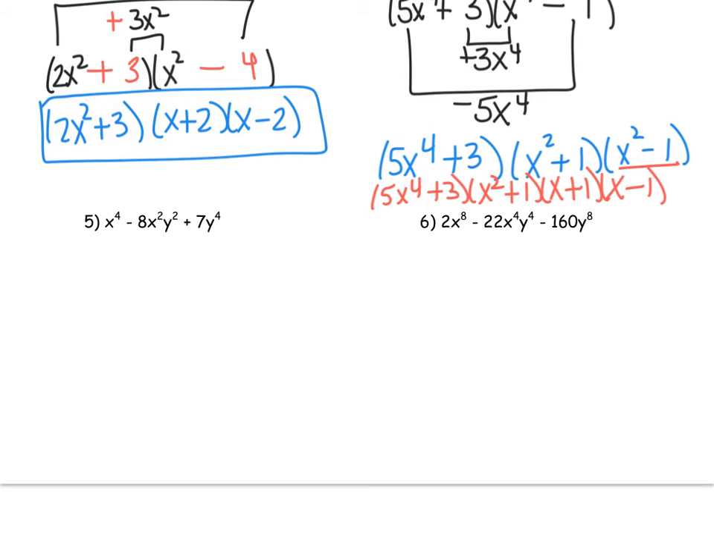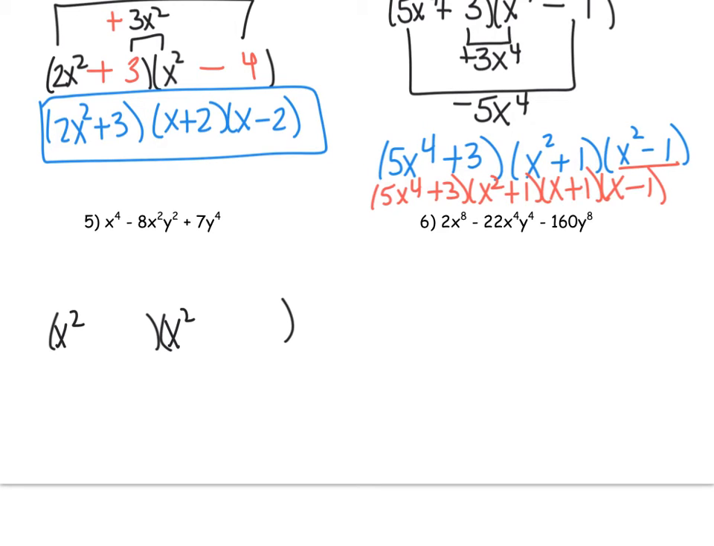Okay, example number 5 and 6 are also multivariable trinomials. So these are a little different, but again, it's all done the same way. So let's put our two sets of parentheses. And now what can we put in the front spots of the parentheses to multiply to x to the 4th? You should be telling me x squared and x squared.